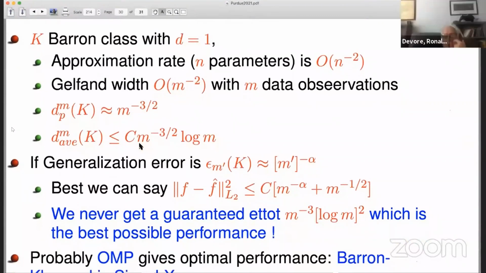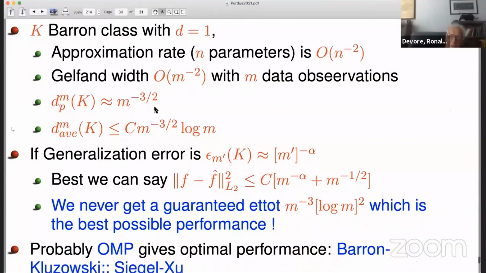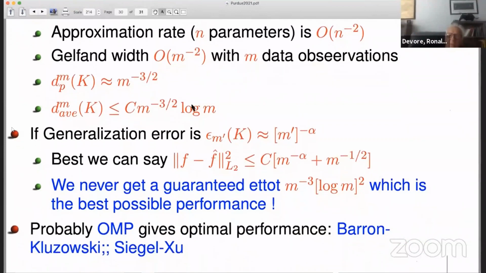Yeah. So simple example, take the Barron class, dimension 1, it's the toy example. Approximation rate is n to the minus 2 if n is the number of parameters. Gelfand width is m to the minus 2 when m is the number of data. Pointwise Gelfand width is m to the minus 3/2. Average Gelfand width is m to the minus 3/2 log m.